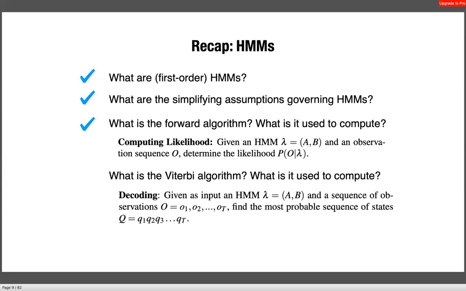The second algorithm we looked at was the Viterbi algorithm, which has lots of parallels with the forward algorithm in its formulation. But it's used to compute the most probable sequence of states that are traversed given an observation sequence O, within an HMM which is parameterized as lambda. So this is the decoding problem. I'm given a trained HMM and I have an observation sequence. I want to find the most probable sequence of states that was traversed via the observation sequence. All right, so this is where we are.